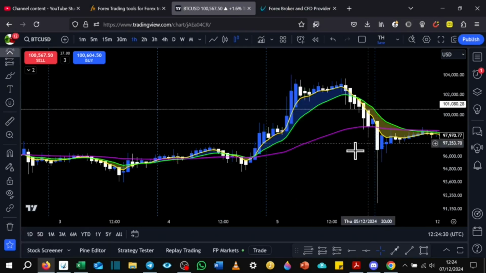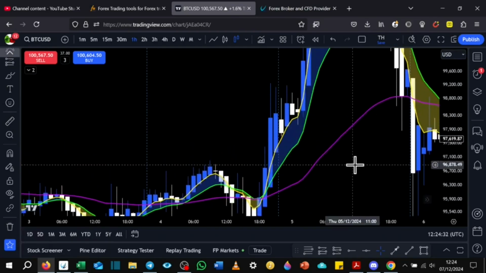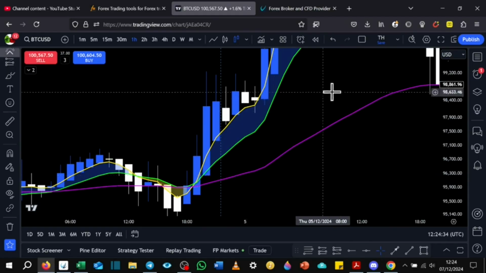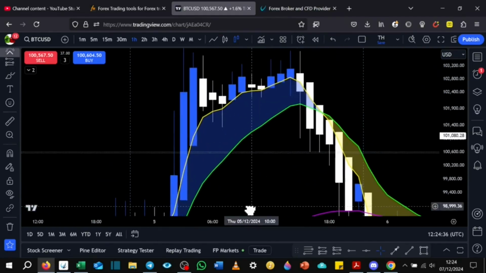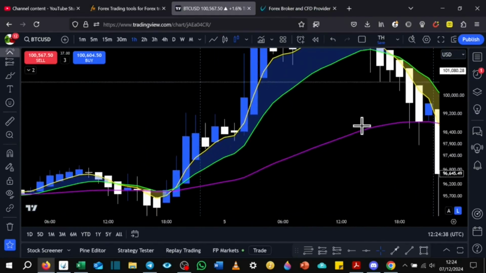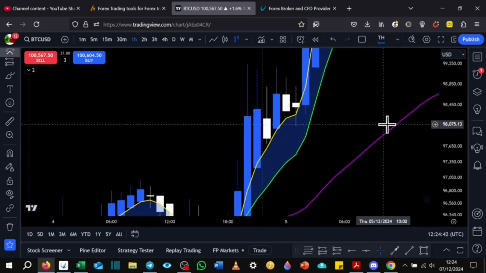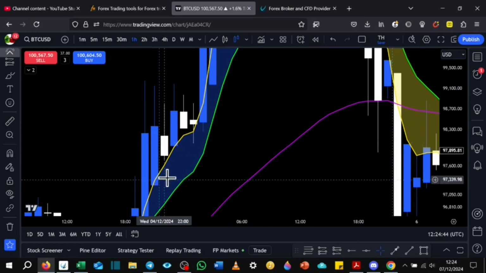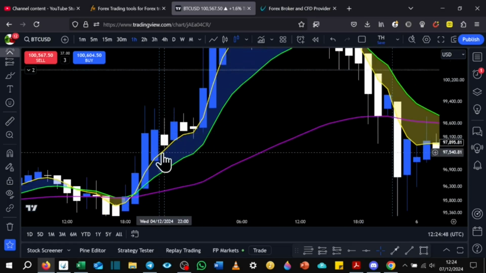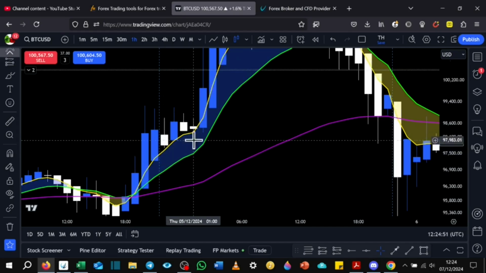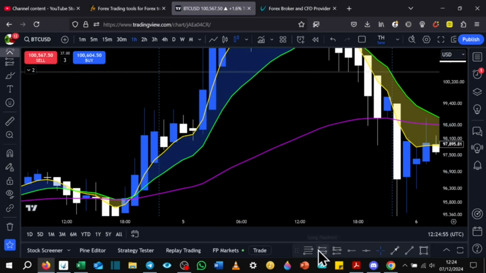Did it reach the 13 EMA on its way up? It didn't reach the 13 EMA. However, if you do have the 5 EMA as an alert and you wanted to get in on there, the alerts would have gone off here. So you could have gone in for a buy.